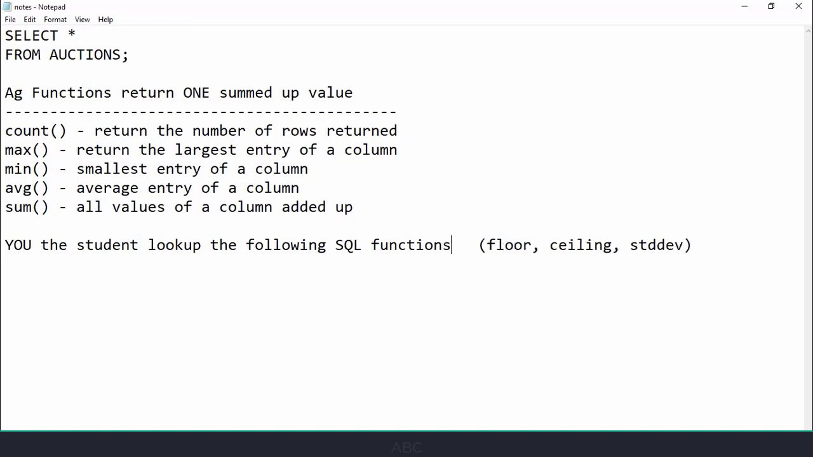Look up floor, ceiling, and standard deviation. Spend 10 minutes on this. Don't spend any longer on this. These are ones that I'm not demoing. There's some other ones as well.